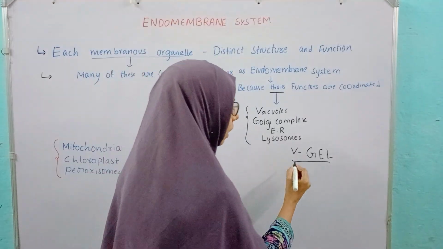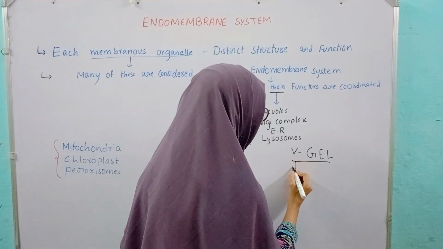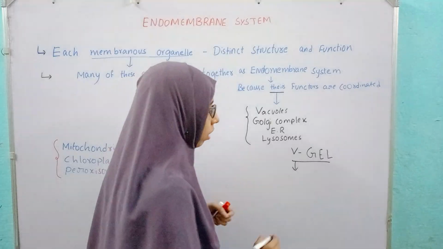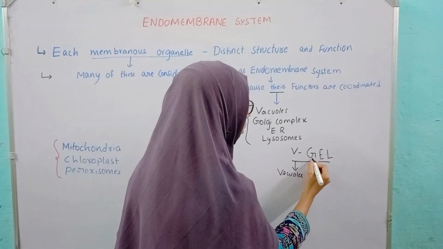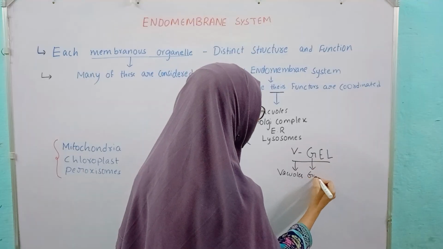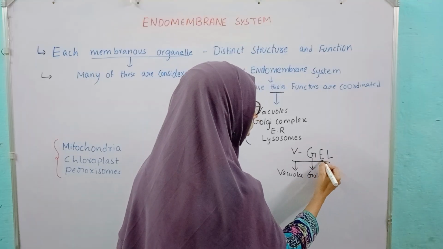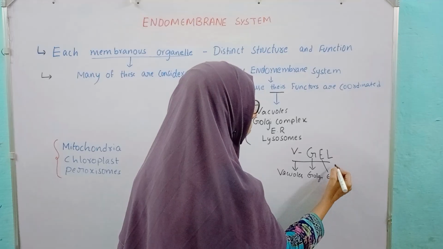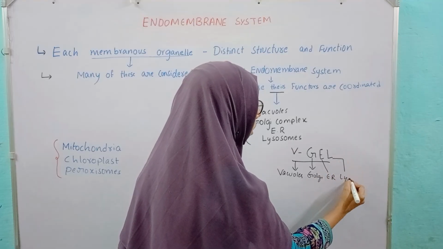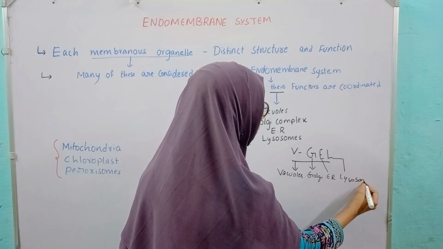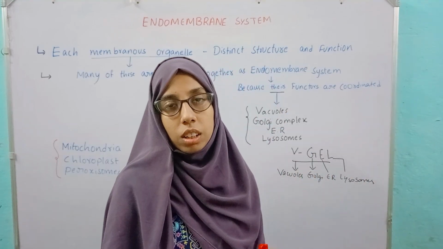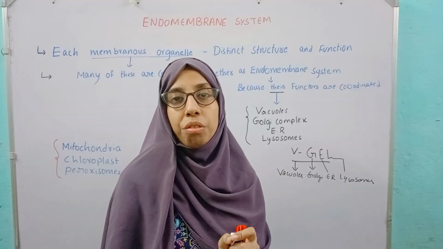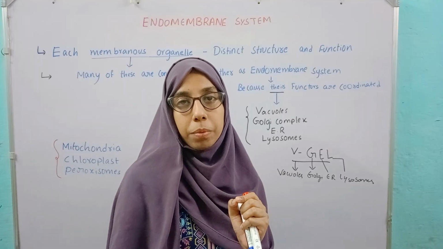What are they? VGEL. V stands for vacuoles. G stands for Golgi complex. E stands for endoplasmic reticulum and L stands for lysosomes. All these organelles are membrane bound and they form part of the endomembrane system.